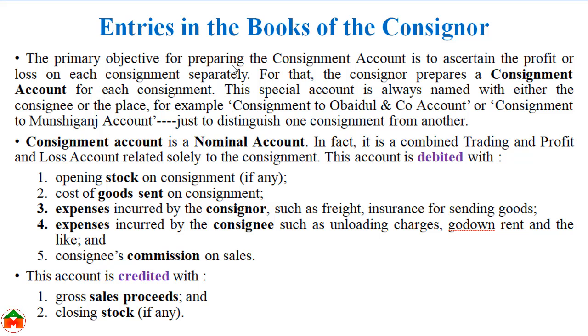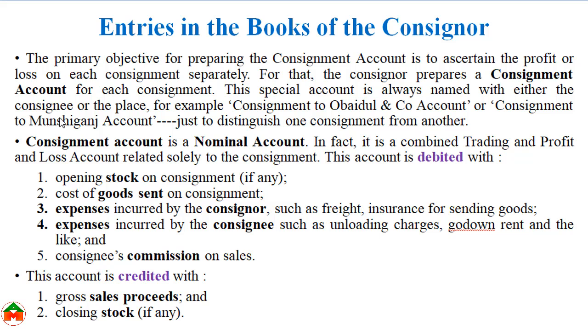In this second part of consignment accounts, we are going to learn about the entries that should be prepared in the books of the consignor. Here, consignor means the principal, the producer or wholesale marketer. The primary objective of preparing the consignment account is to determine the profit and loss for each consignment separately.